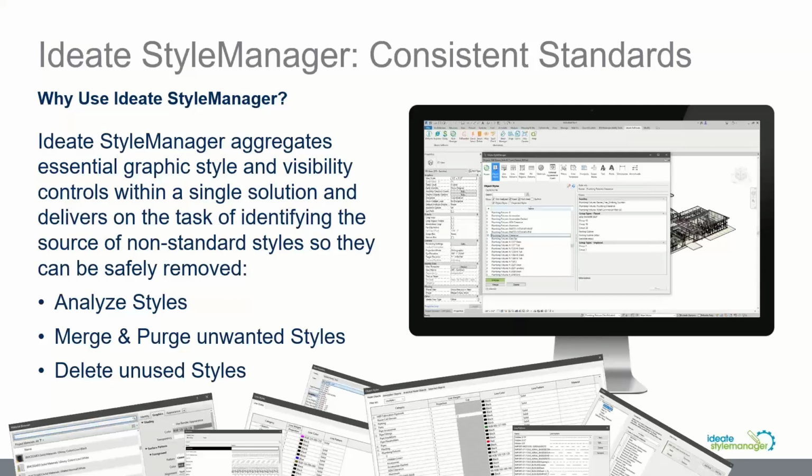Then you can start to merge these styles together, because what happens is when you copy data from one project to another, you start getting a lot of styles that maybe don't match your standards, or maybe you even bring in family content. And then all of a sudden, you've got a lot of these styles or even materials that don't match standards. So this is a great way for you to review the information and not just delete and not understand the consequences. You know exactly what you're doing, because it's going to tell you if this particular style or material is being used within the project. So that's our Ideate Style Manager.